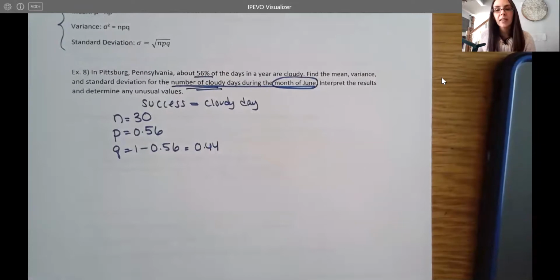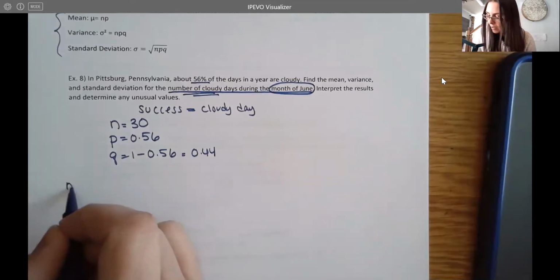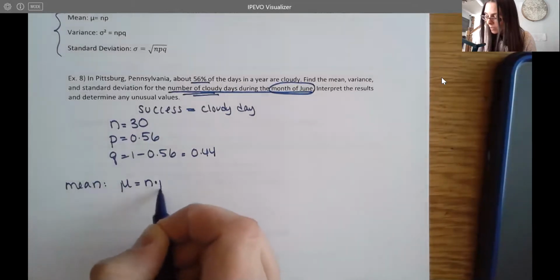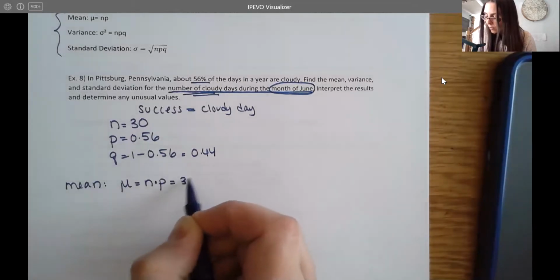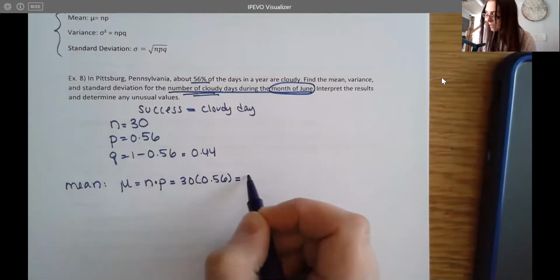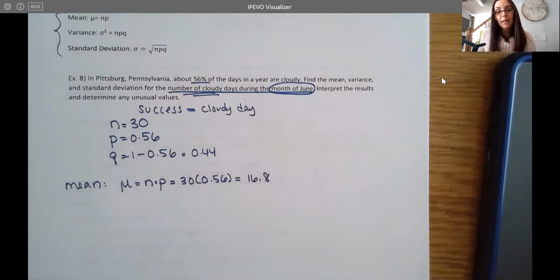Now, we're not asking to find the probability for a specific number of successes. We're actually asked to find the mean, the variance, and standard deviation. So I don't need to find an exact X here, but I can go ahead and keep solving. So my mean is just N times P. My N is 30, my P is 0.56, and when I multiply these together, I get 16.8. So our mean is 16.8, so you would expect about 17 cloudy days in the month of June.